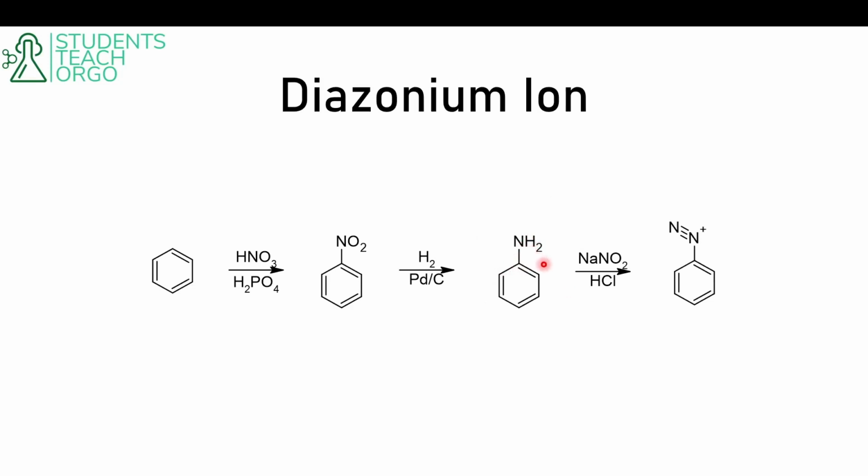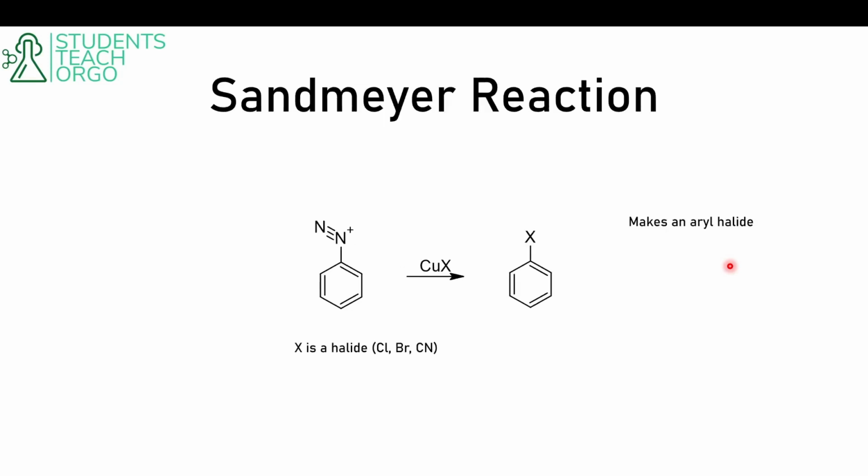And then finally, we can react it with this NaNO2 in HCl, and then that will convert this amine to the diazonium here. And this is actually a very versatile molecule. We can do a lot of different kinds of reactions with it. So we're going to go into some of those now.